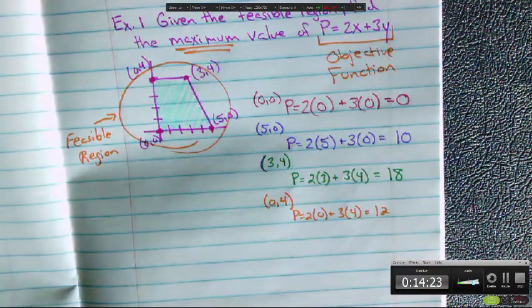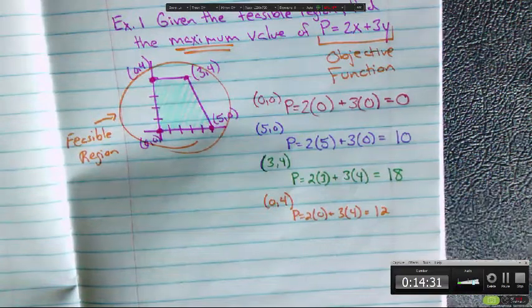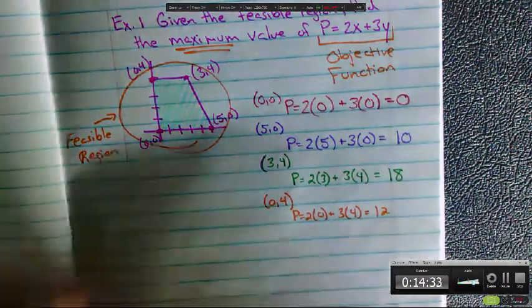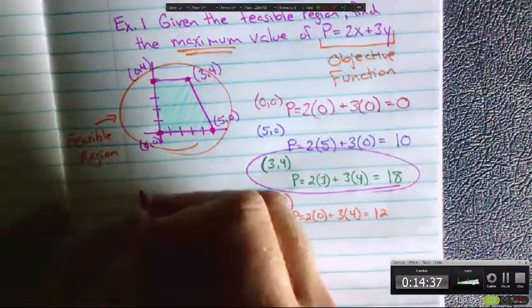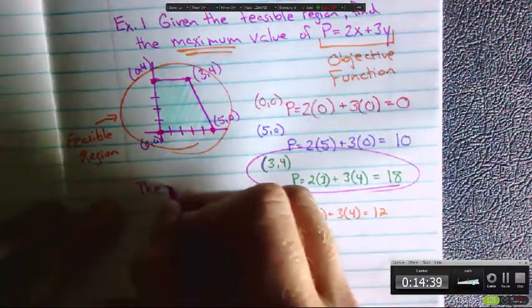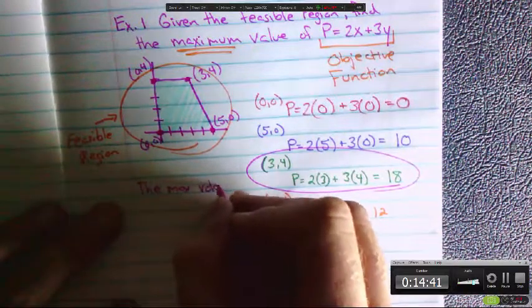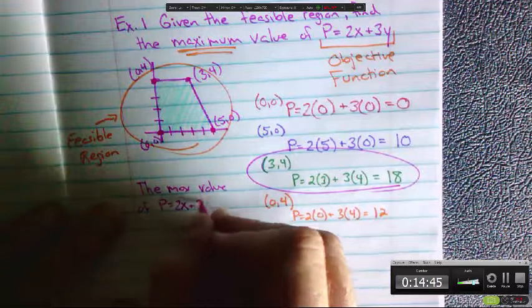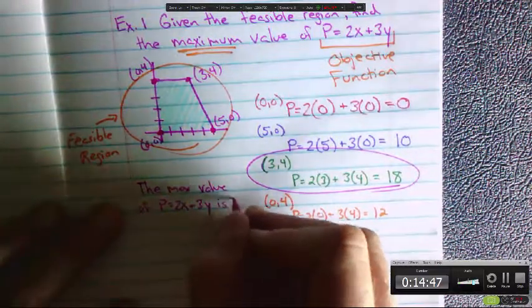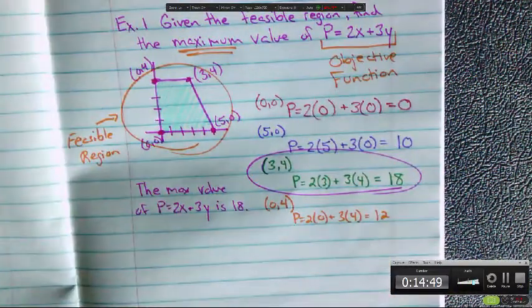So we've got our 4 possible values. It says find the maximum value of p. So what is our maximum value of p? 18. So we can say the max value of p equals 2x plus 3y is 18.